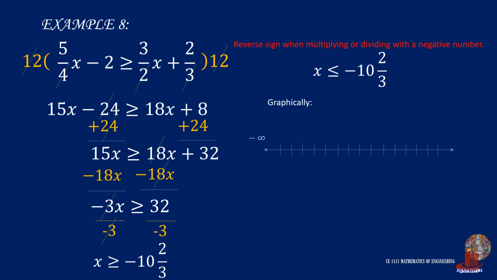So to show this graphically, a closed interval is placed in -10 and 2/3, followed with an arrow directed to -infinity. In interval notation, we write the range as an open parenthesis with -infinity coupled with -10 and 2/3 with the bracket.